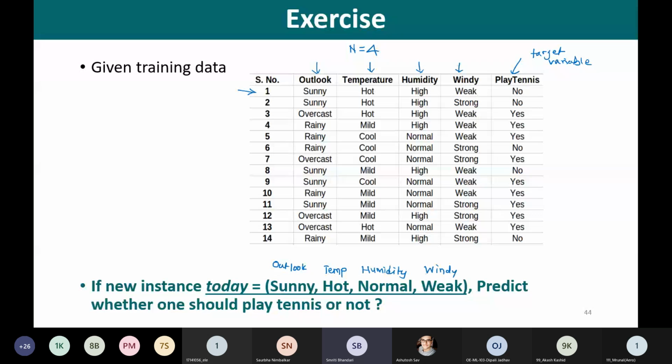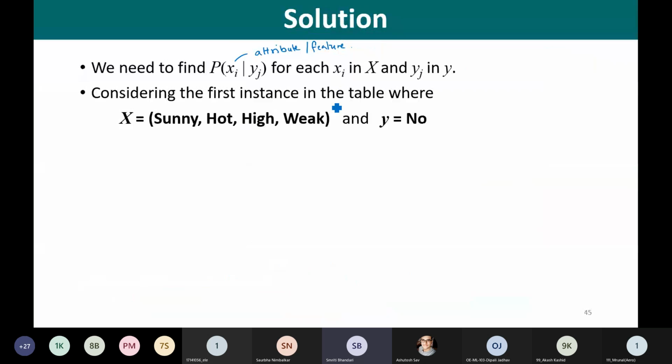And for these weather conditions in our training data set, the value for our target variable play tennis is no. So if we consider this first instance in our data set, then this x, that is my instance, is given as sunny, hot, high, weak. So this is the feature value for x1, this is the feature value for x2, this is the feature value for x3, and this is the feature value for x4. And for this instance, the prediction is no.